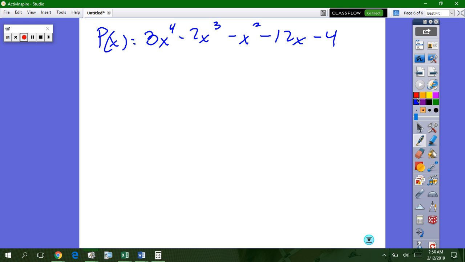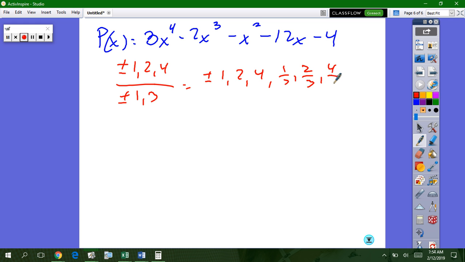What would be our P and Q choices? Our P is plus or minus 1, 2, 4, divided by our Q, which is plus or minus 1 and 3, right? So our choices are plus or minus 1, 2, 4, 1/3, 2/3, 4/3.